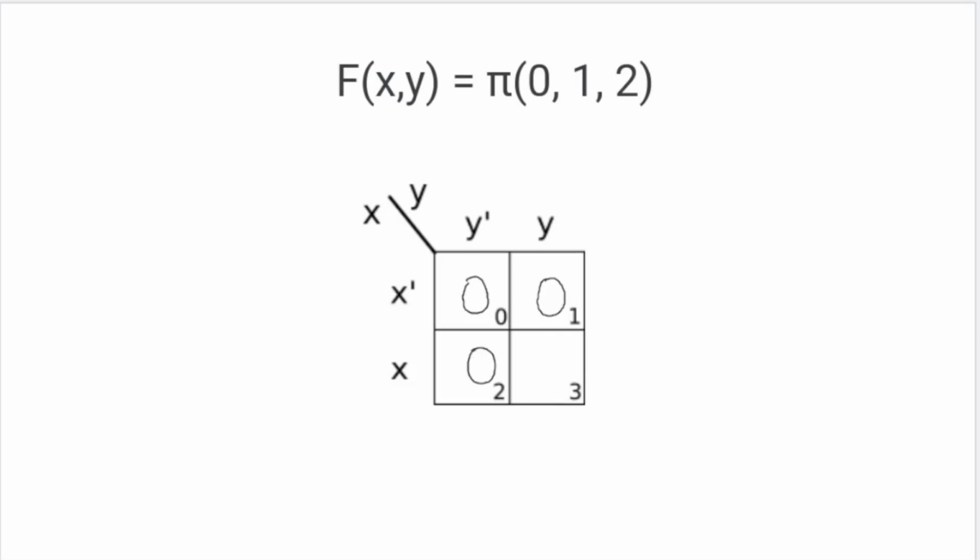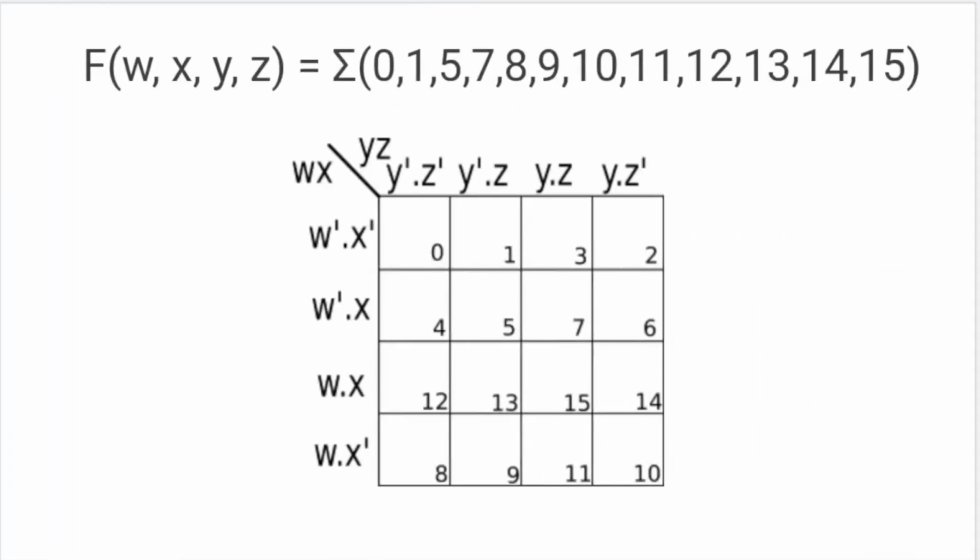Now let us also plot a 4 variable K-map. 4 variable K-maps are important from the examination perspective because these are the ones which are mostly asked. So we have a function f of 4 variables w, x, y, z, and the expression is in the sigma form. That is, we'll mark it by a 1. So we'll have to mark 1 at the 0 cell, at 1, at 5, at 7, at 8, 9, 10, 11, then 12, 13, 14 and 15. So this is how we plot.